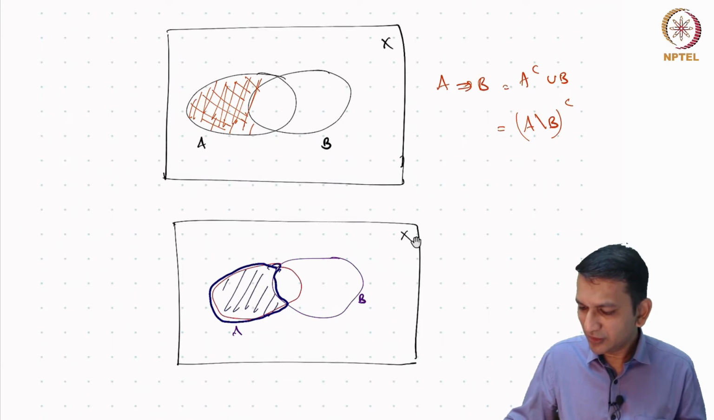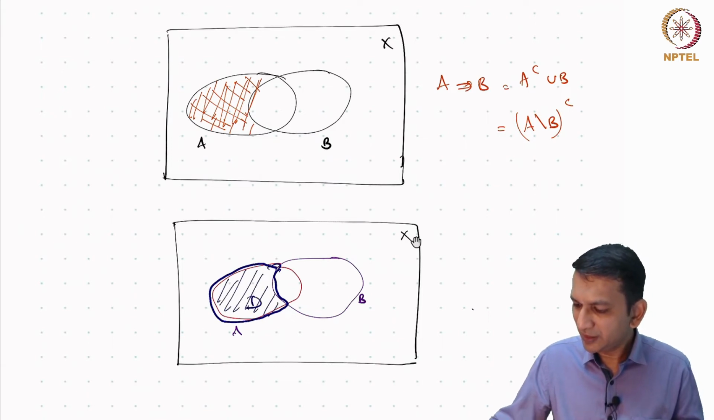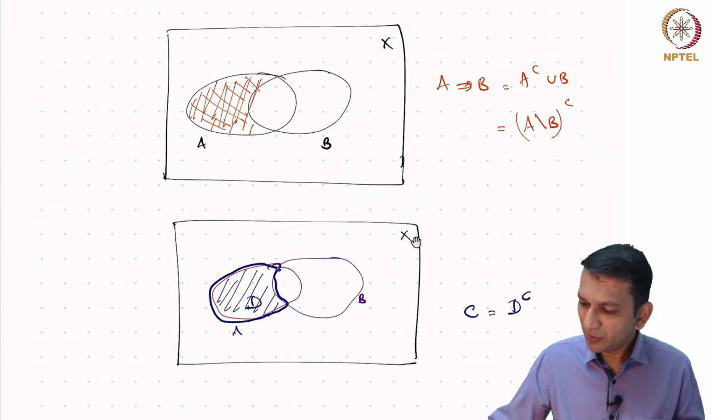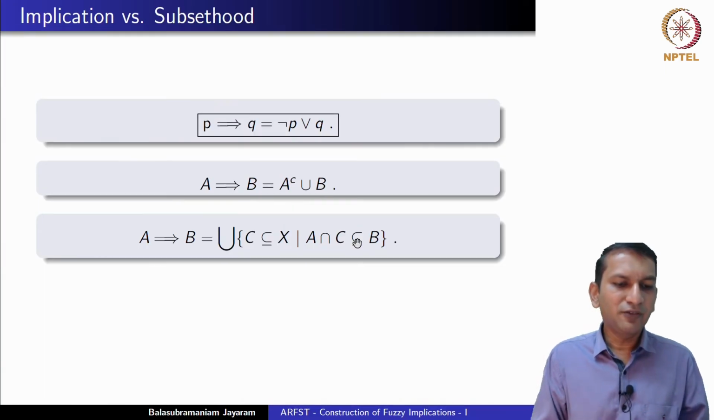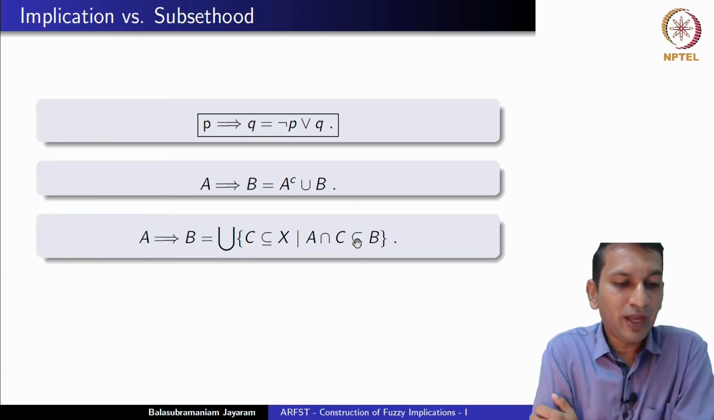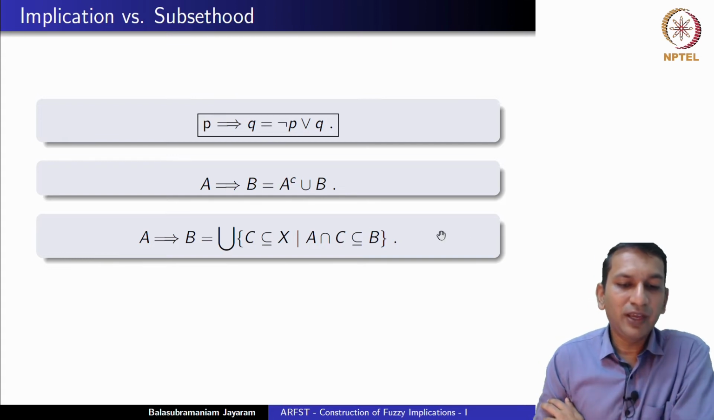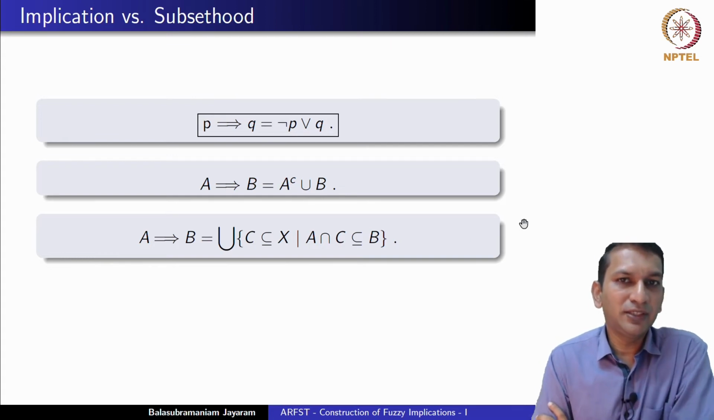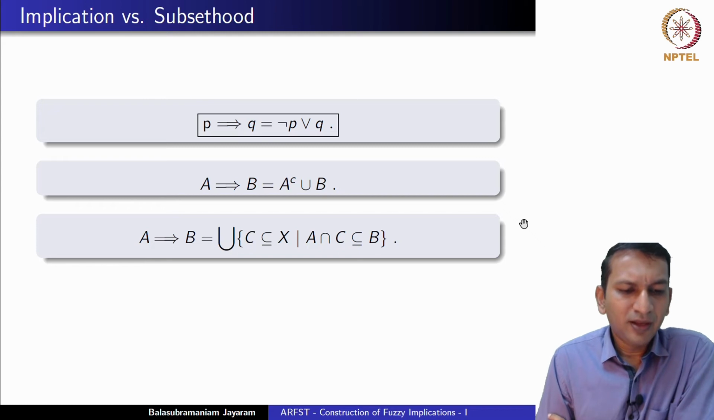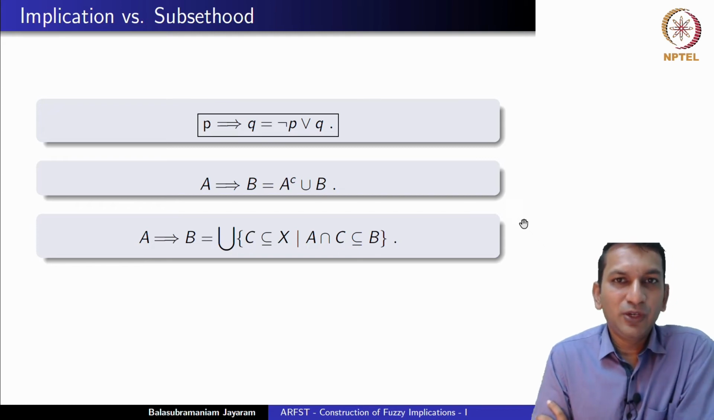So if you consider this to be the set D, then the biggest set C is essentially D complement. But what is D? It is essentially A minus B. So you see here, from a set theoretic point of view, we have actually got another way of looking at implications or the conditions.